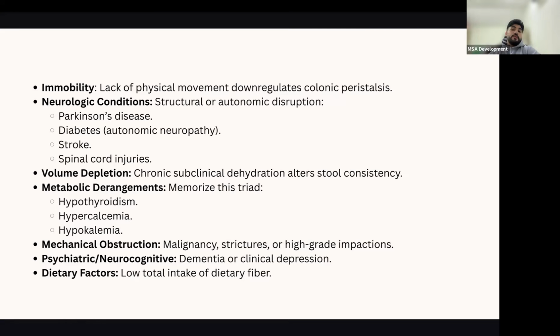Second thing, neurological conditions. They can have certain conditions that could lead to constipation. The most important one, in my opinion, is diabetes. Why diabetes? Diabetes is going to cause autonomic neuropathy, so it's going to damage the neurons that supply the intestines, which will lead to constipation. Very common, all right?